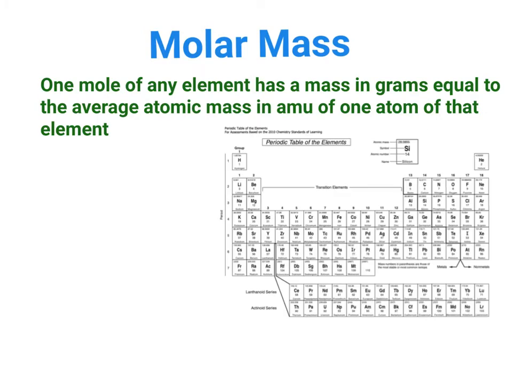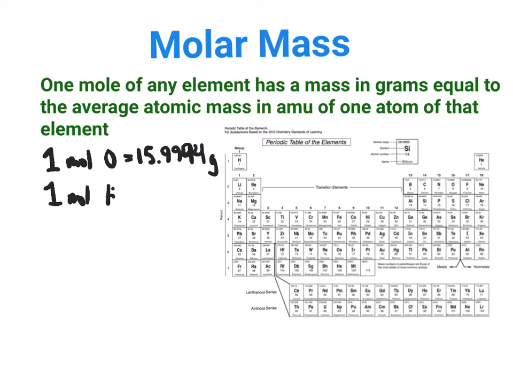This means that if I have 1 mole of oxygen, it has a mass of 15.9994 grams. Or if I have 1 mole of hydrogen, it has a mass of 1.00794 grams.